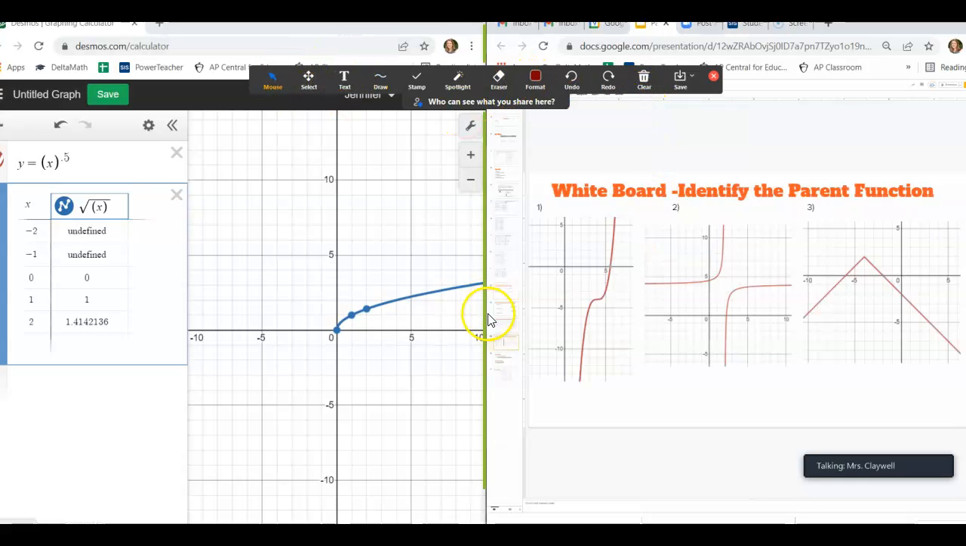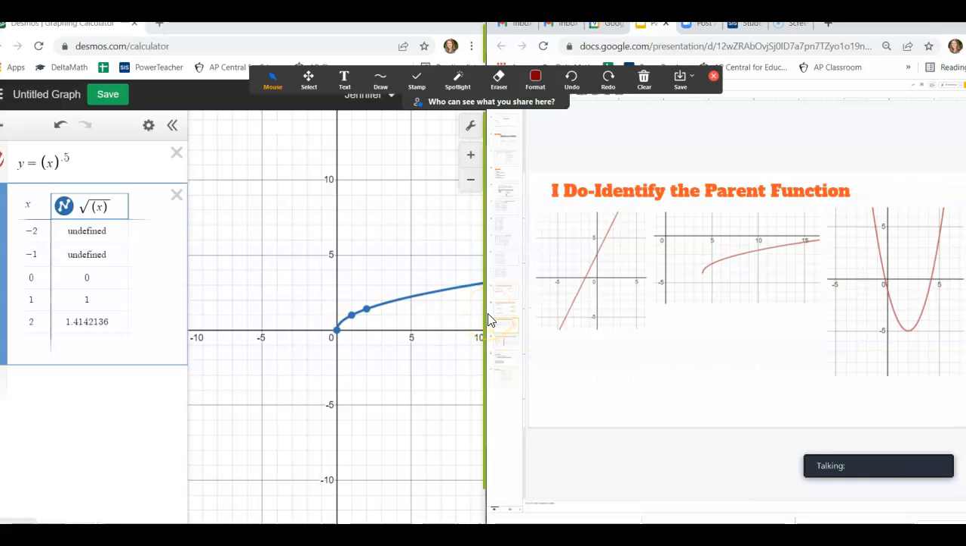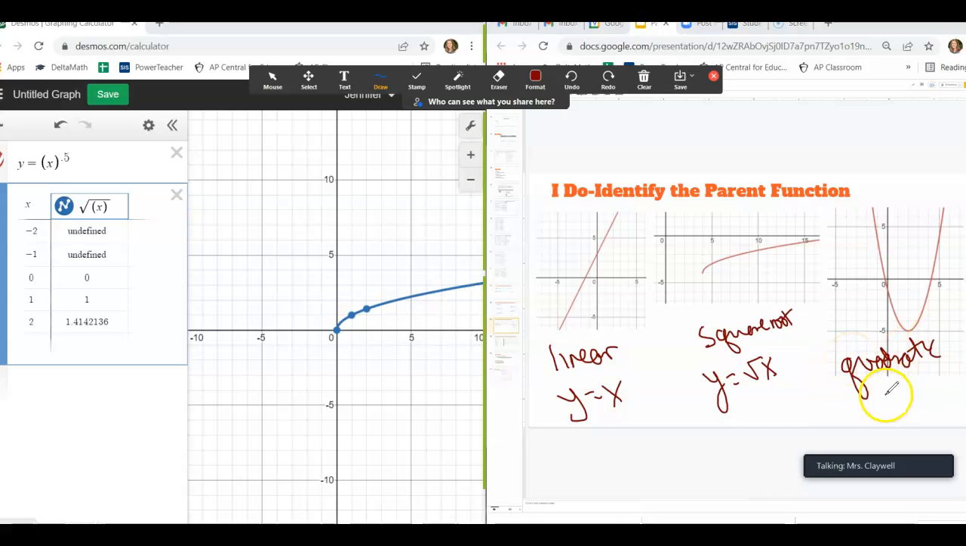And then when we look at the graphs, we can do the same. The main function going on is linear, or y equals x. This is mainly like a square root. This is mainly like a quadratic. So coming up, we're going to learn how to move these things up, down, right, left, and change the shape of them.